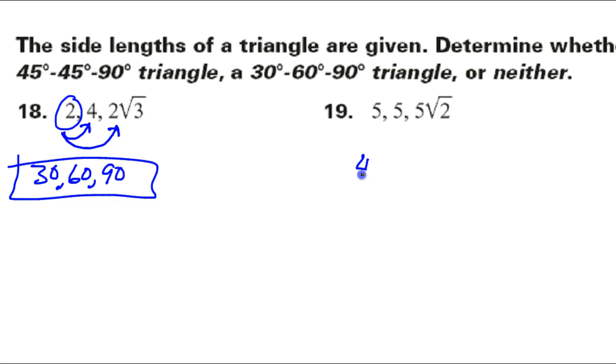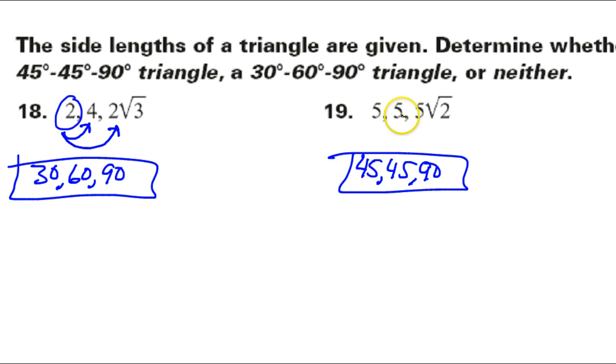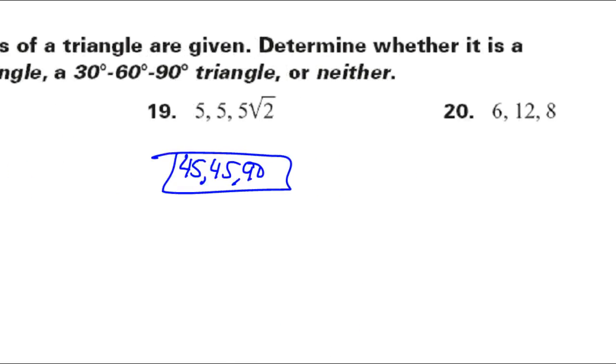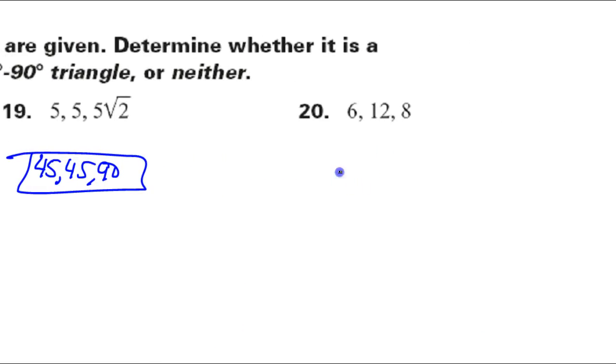This one is going to be a 45-45-90 triangle. Okay, how do you know? Because it's isosceles: leg, leg, and then leg times radical 2. Leg, leg, leg radical 2. That's the pattern of the 45-45-90 triangle. This one is going to be neither. It's not isosceles, so I know it's not going to be 45-45-90.